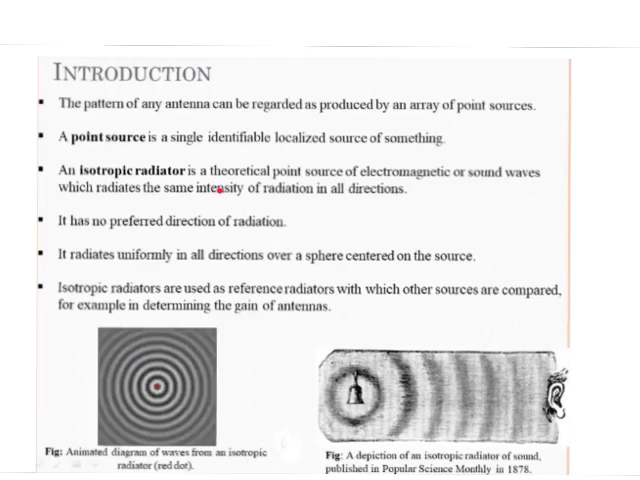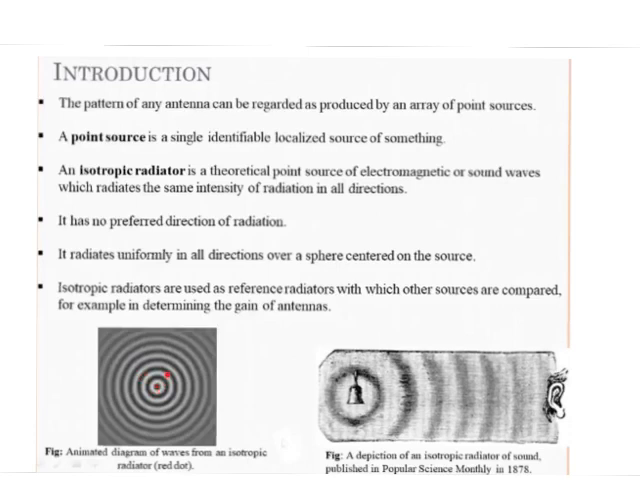An isotropic radiator is a theoretical point source of electromagnetic or sound waves which radiates the same intensity of radiation in all directions. This is the isotropic radiator. We can call it a point source or an isotropic radiator. This is a single identified localized source of electromagnetic or sound waves.